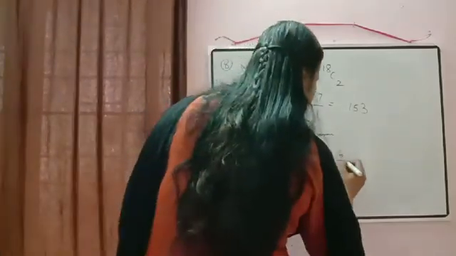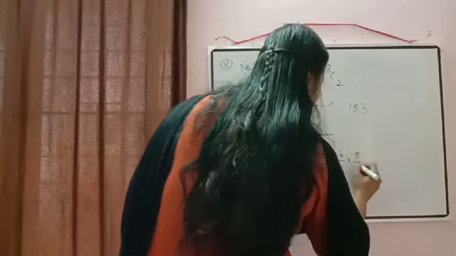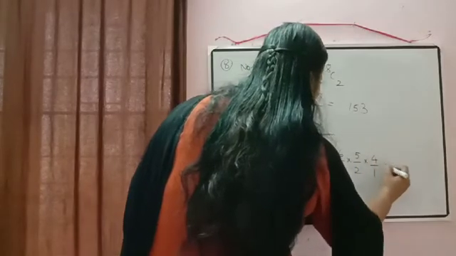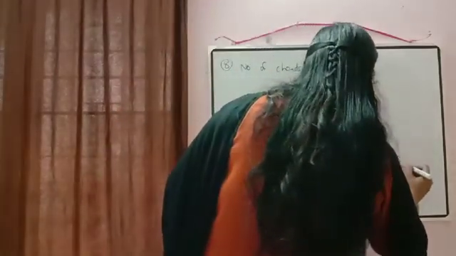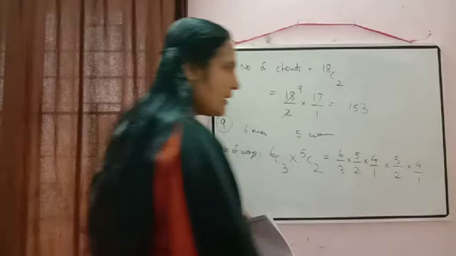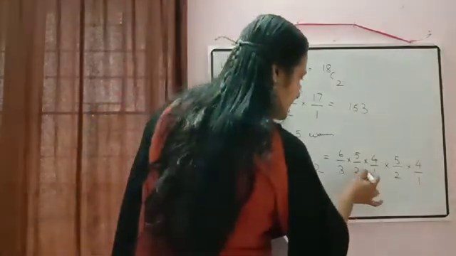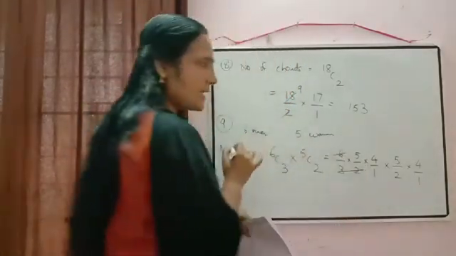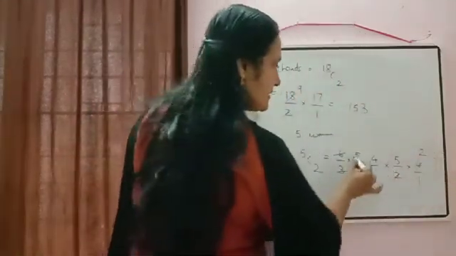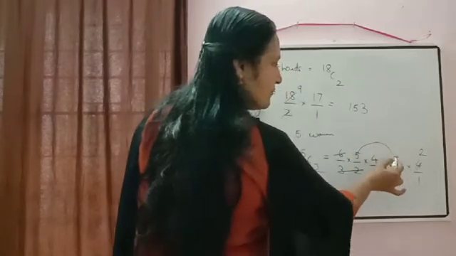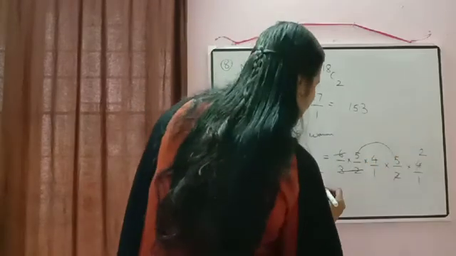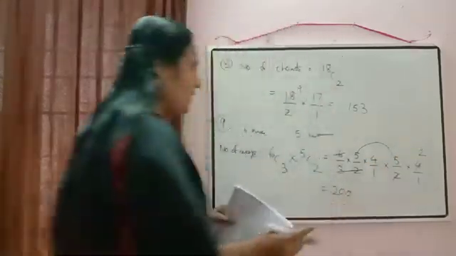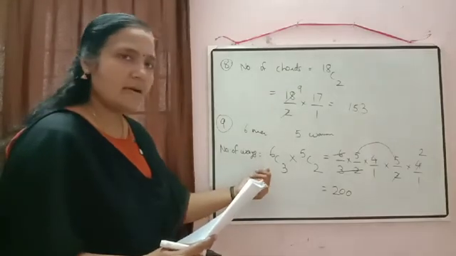6C3 can be written as 6 by 3 into 5 by 2 into 4 by 1. 5C2 can be written as 5 by 2 into 4 by 1. Now we can simplify it here. Just to check, 3 2s are 6, so these two will get cancelled, and this one we can cancel here, only 2 2s are 4. So just to check what we are getting here, 5 4s, 5 into 5, 25. 25 4s are 100. So 100 into 2 is equal to 200. Clear how we have done this one?